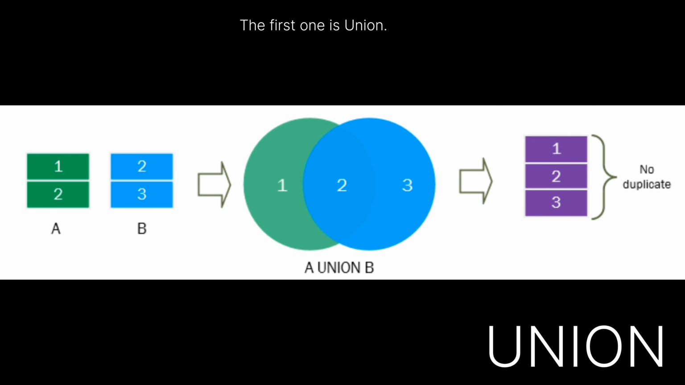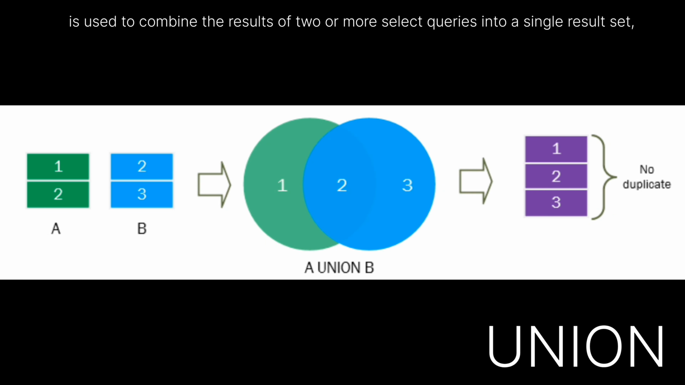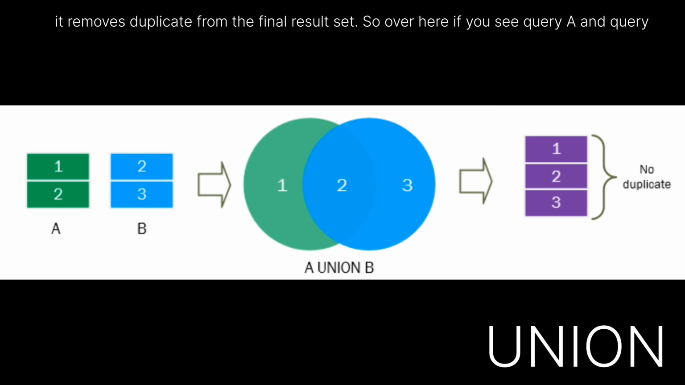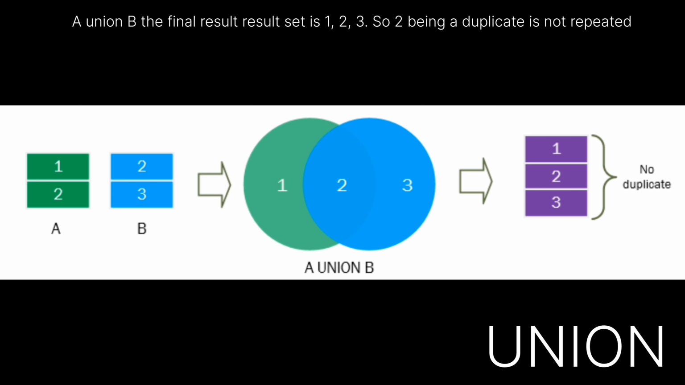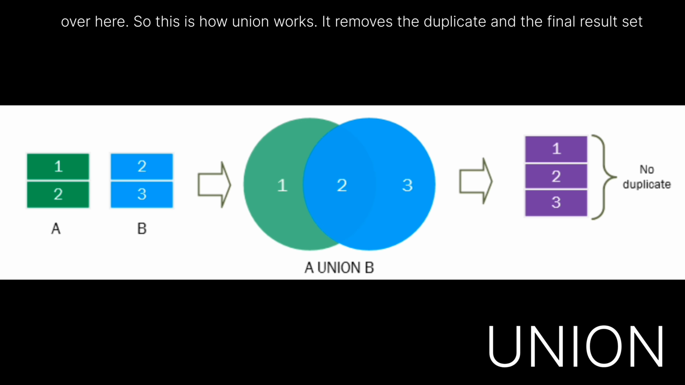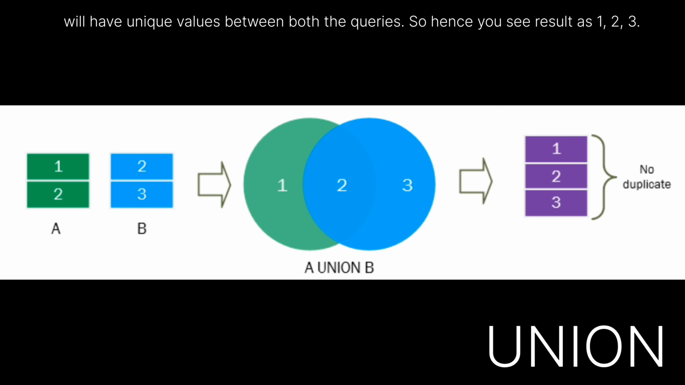The first one is union. The union operator is used to combine the results of two or more select queries into a single result set. It removes duplicates from the final result set. Over here, if you see query A and query B, the number 2 is common. Query A has 1, 2 and query B has 2 and 3. If you do A union B, the final result set is 1, 2, 3. So 2, being a duplicate, is not repeated. This is how union works. It removes the duplicates and the final result set will have unique values between both the queries. Hence you see the result as 1, 2, 3.